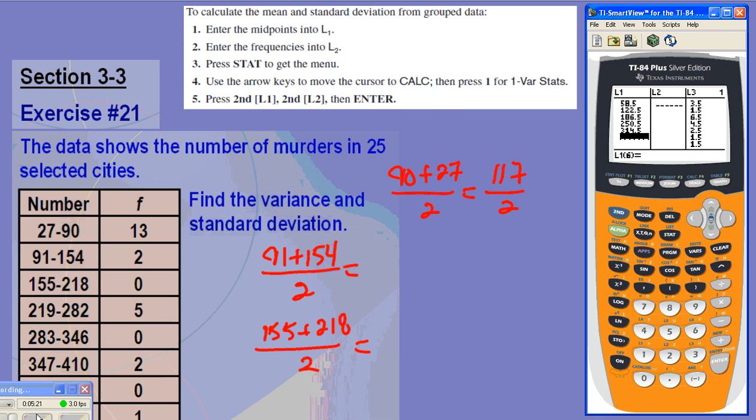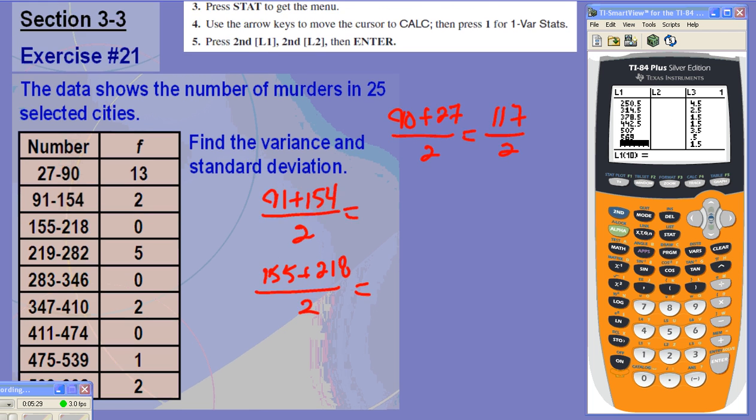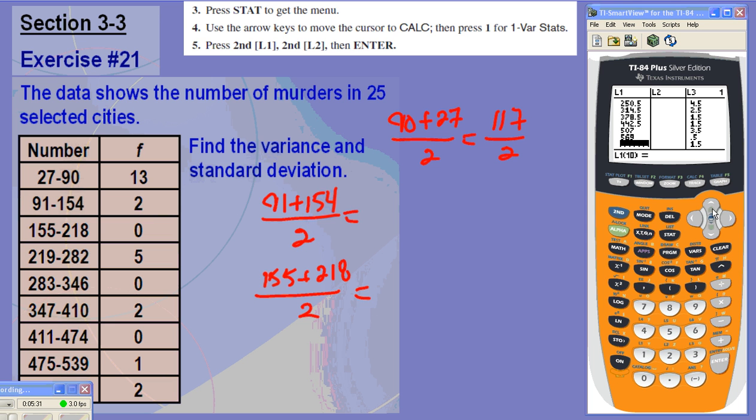Alright, so I have all of my midpoints entered into the graphing calculator. At this point, I'm ready to go back and put my frequencies in. So I'm just going to move myself over to L2 and go up to the top there. By default, it goes up to the top. I'm going to start entering those in.